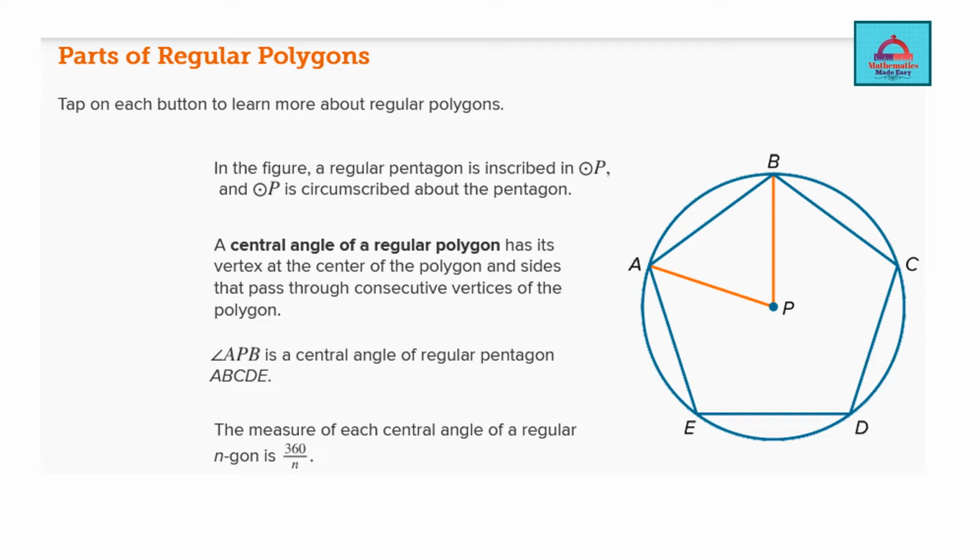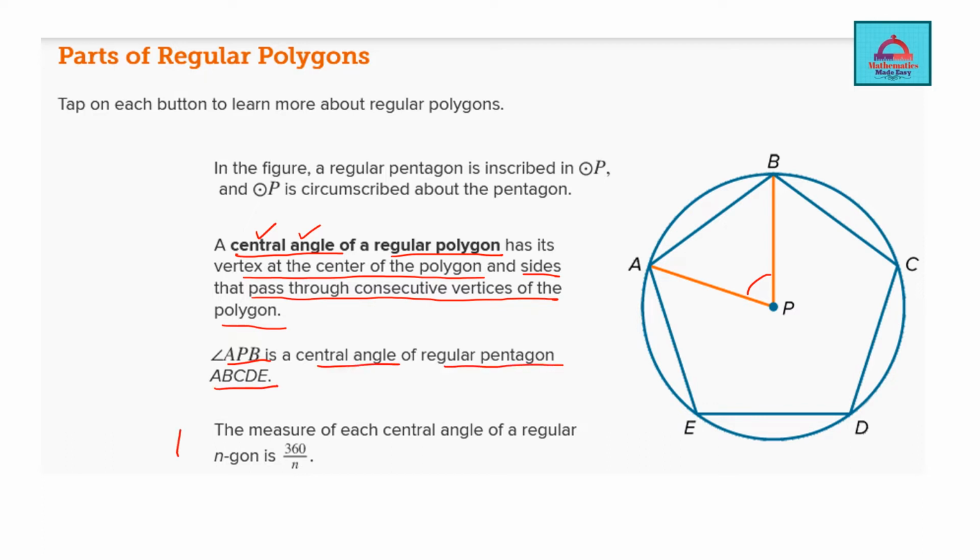Next important point is the central angle of a regular polygon, and as the name suggests, it is the angle at the center. The center is point P, so this is angle APB. Take any side and join the two ends of the side with the center, and what you get is the central angle. It has its vertex at the center of the polygon and its sides pass through consecutive vertices of the polygon. Consecutive means one after the other. A and B are consecutive vertices of the polygon. You join them with the center. So angle APB is the central angle for this regular pentagon ABCDE.